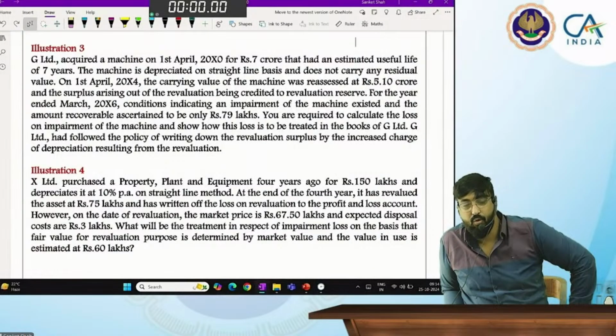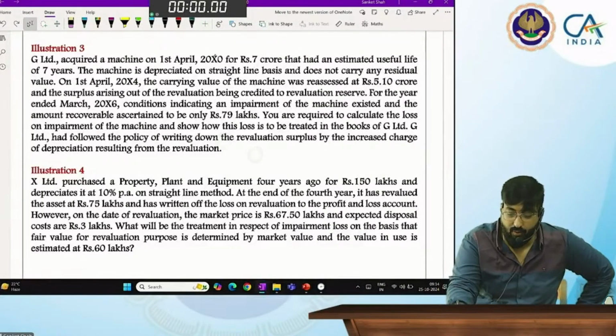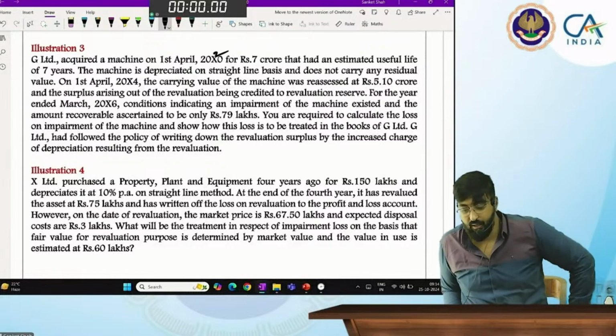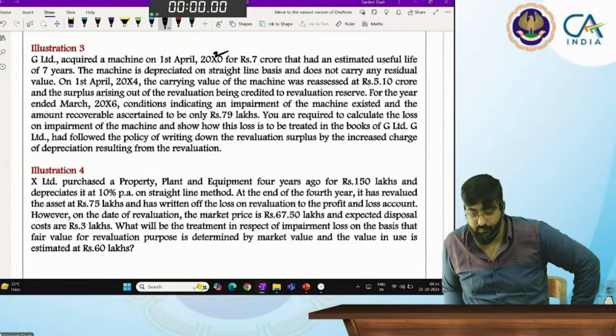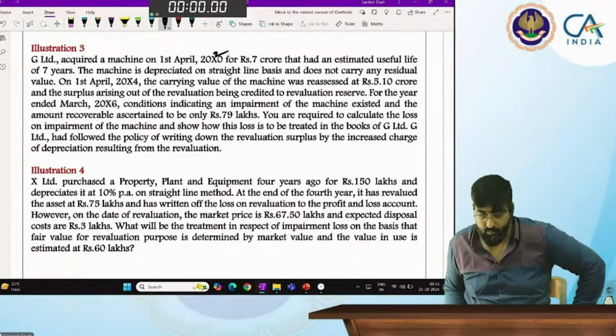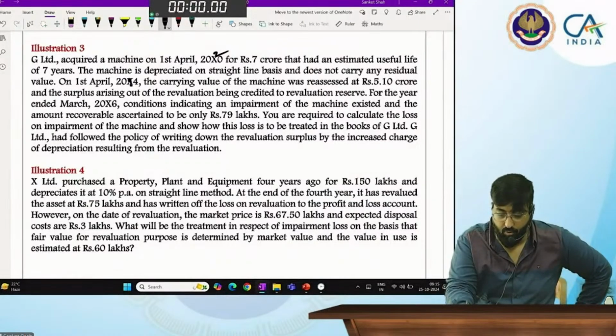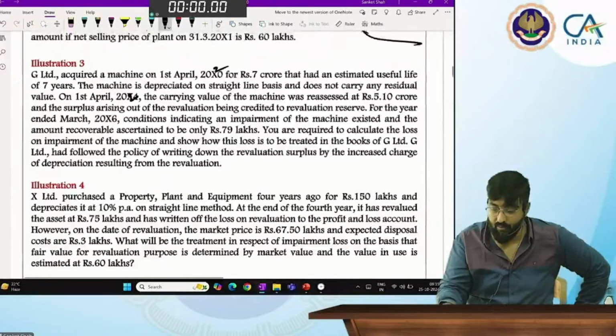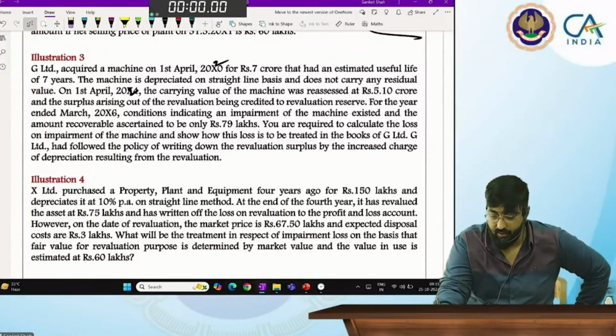Limited acquired a machine on 1st April 2020 for rupees 7 crore that had an estimated useful life of 7 years. तो 7 years लाइफ है, तो डेप्रिसिएशन कितना आएगा बेटा हर साल का?